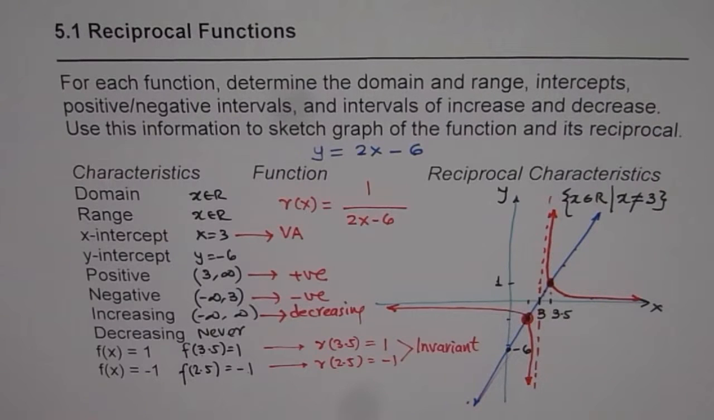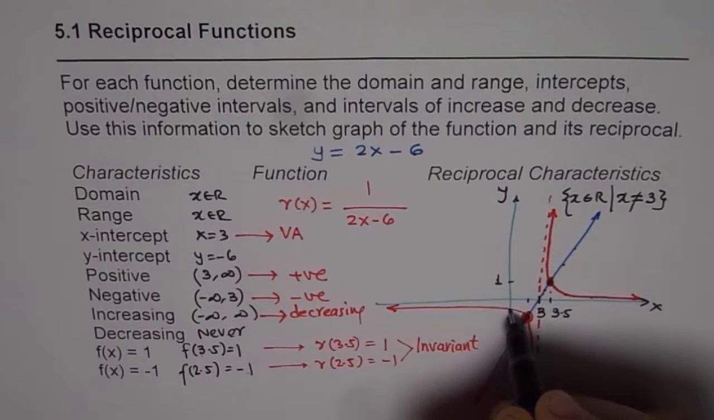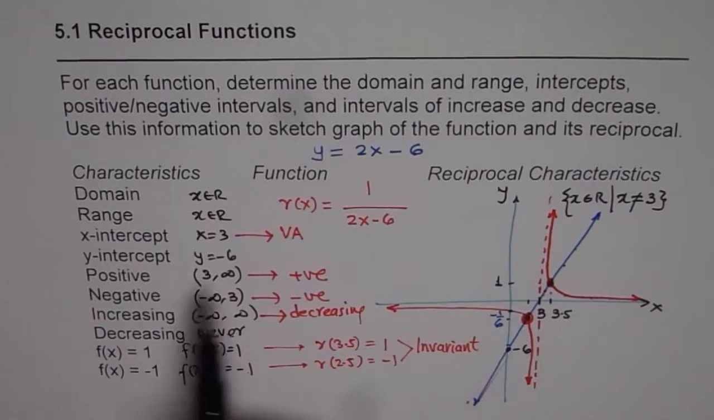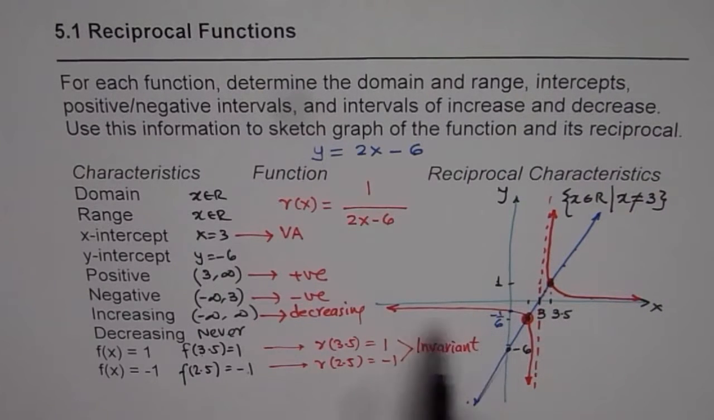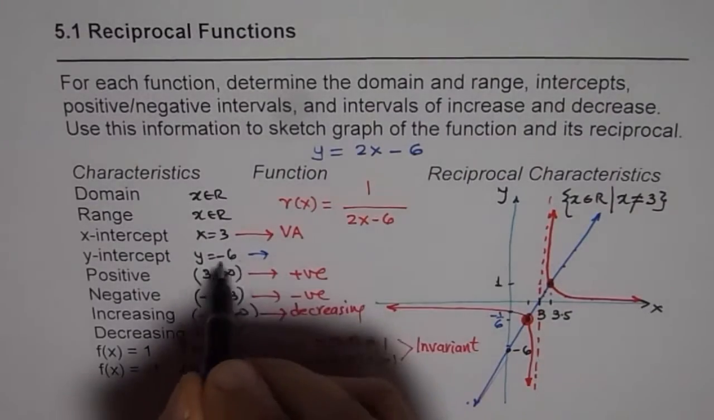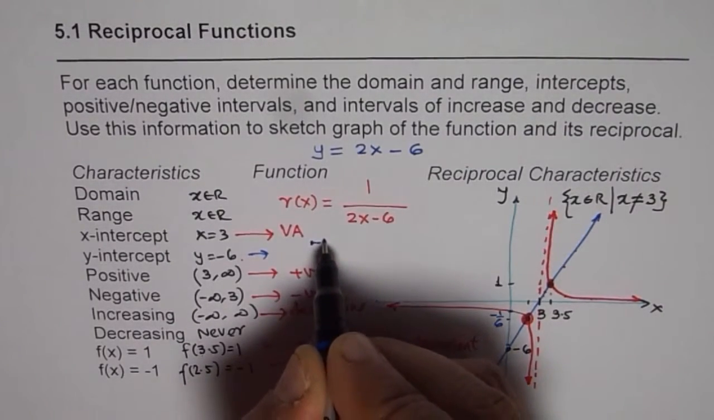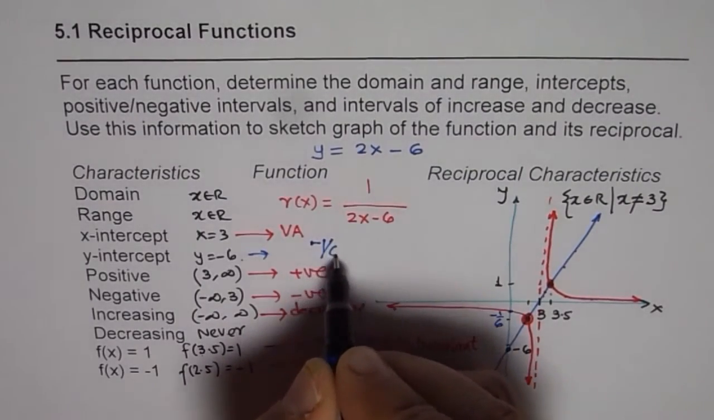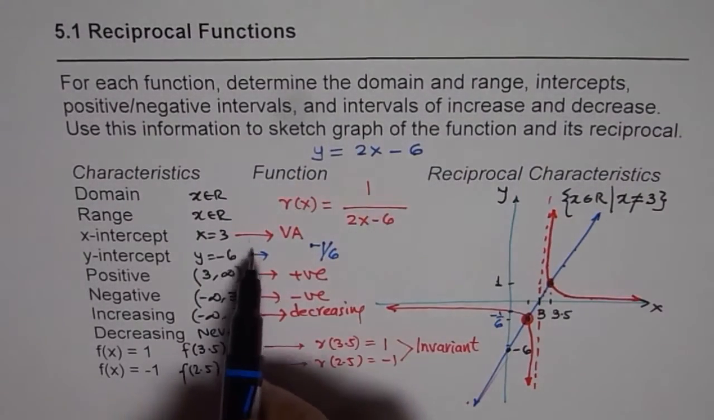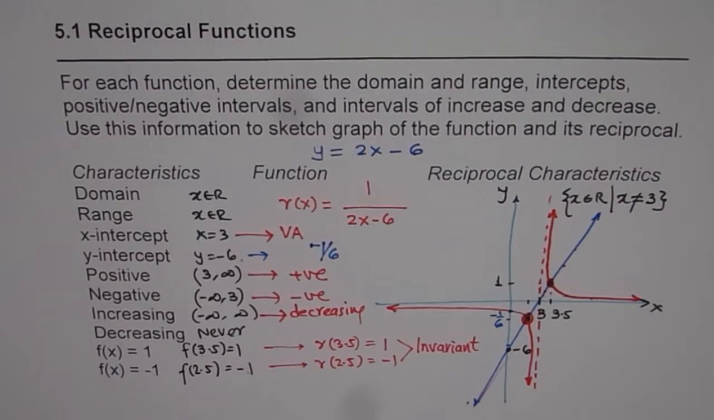Okay, let's now also look at the y-intercept. The y-intercept was minus 6. So the reciprocal of minus 6 should be minus 1 over 6. So the y-intercept becomes its reciprocal, right? Negative will remain negative, so the y-intercept here will be minus 1 over 6. That is how the y-intercept gets translated.